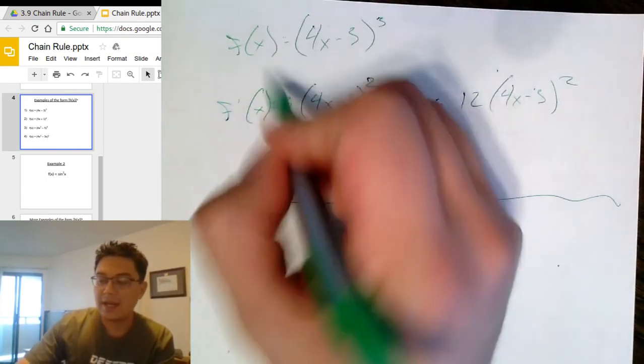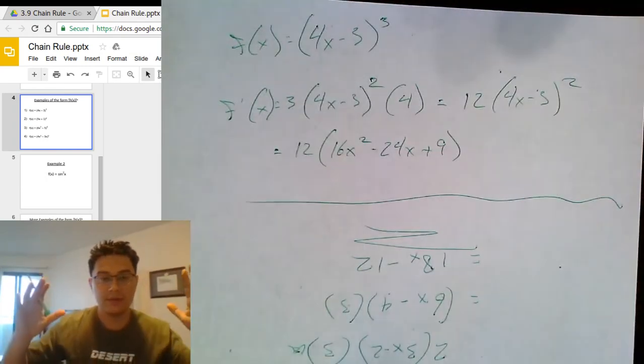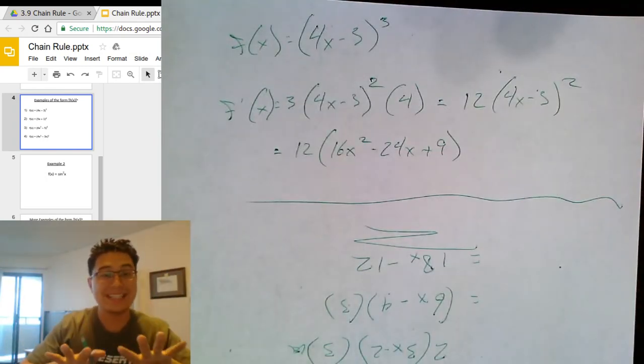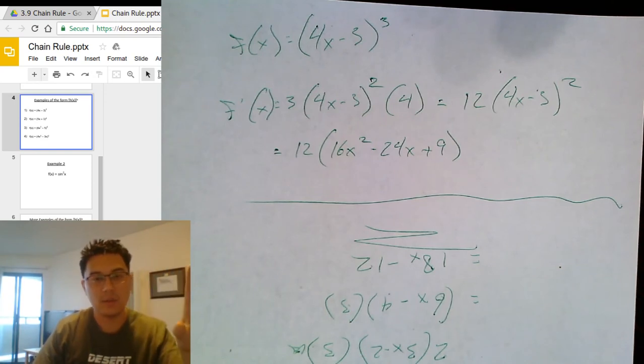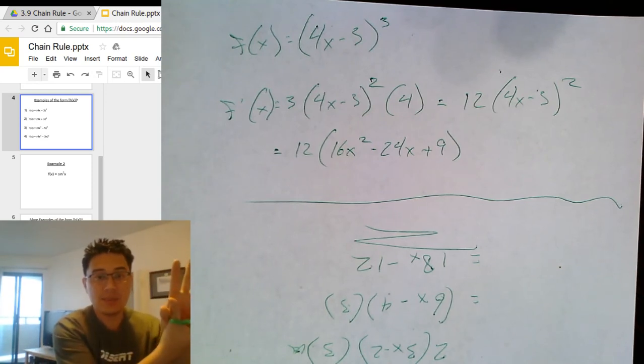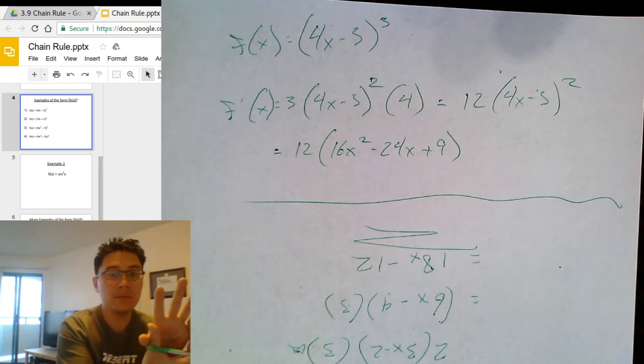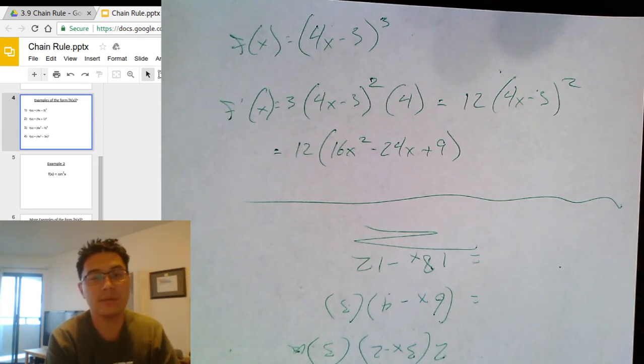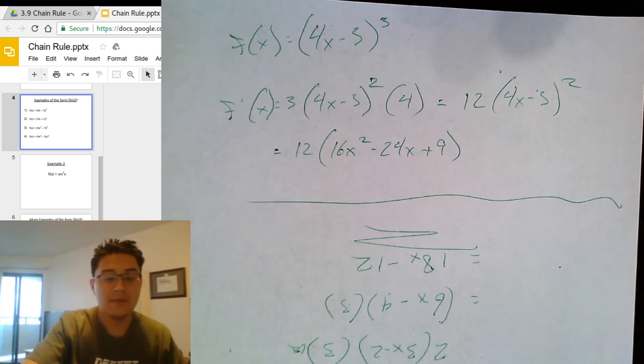So just remember, identify your outer function, and then there's going to be a function inside of that function. Take the derivative of the outer function, keeping the inner function as your variable. Then you're going to take the derivative of the inner function, multiply everything together, and that's the chain rule.